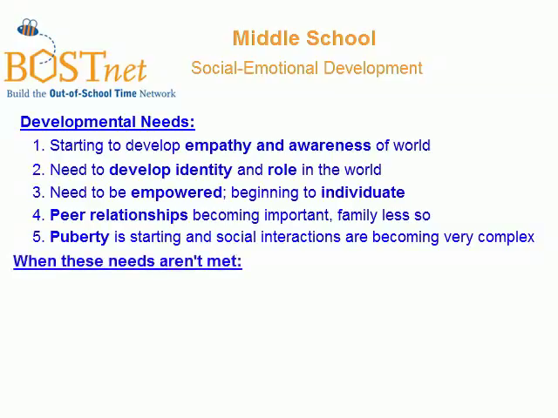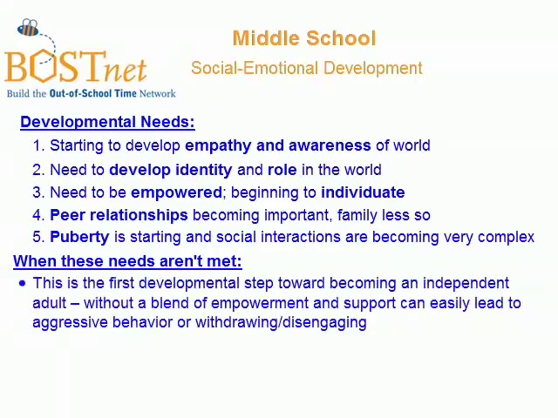So when these developmental needs aren't met, here are some of the core things that can arise. First of all, this developmental stage is sort of the first step towards becoming an adult, becoming independent, as we've been talking about. And so without a good combination of a lot of empowerment and opportunities for independence and leadership, but also a lot of support, kids can kind of flounder if there's not enough support or if there's too much rigidity and structure and not enough independence. Either one of those can very easily lead to aggressive behavior or a withdrawing or disengaging behavior. And it just depends on the kid and on the situation which of those two behaviors you'll see.